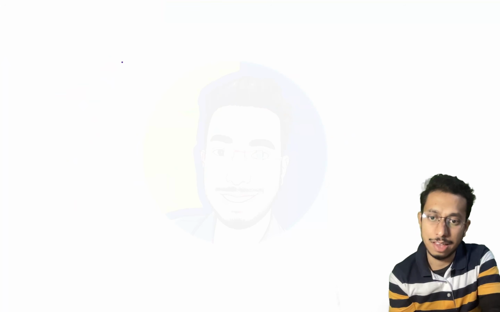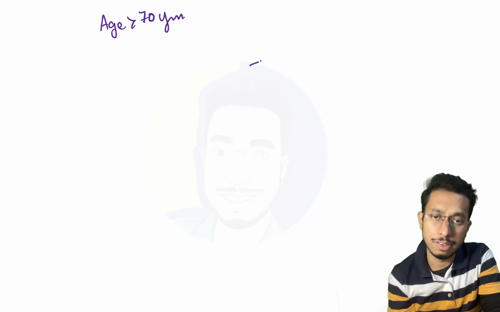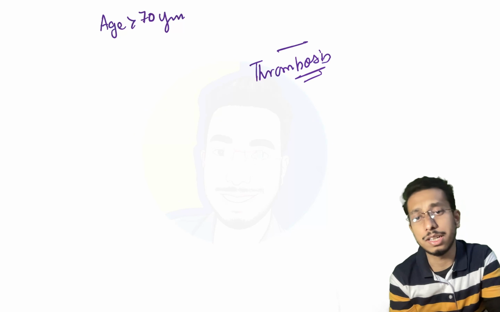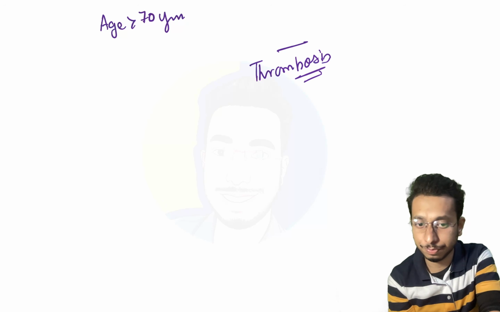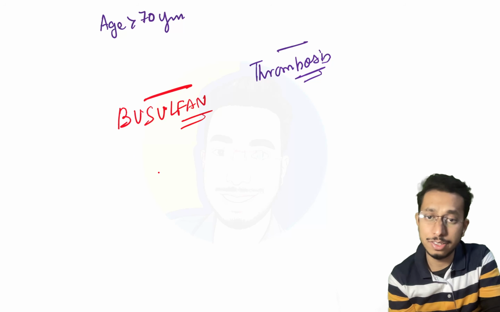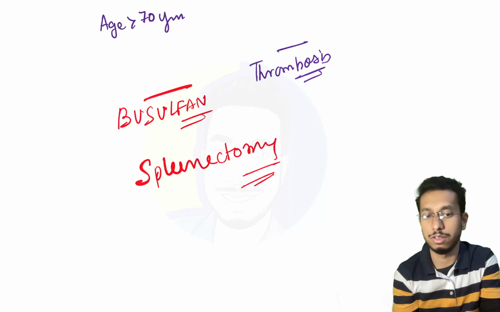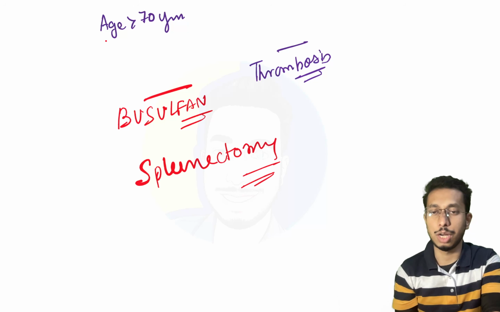Now, if a patient is high risk, for example age more than 70 years, or there is risk of severe thrombosis, or the drugs that we are giving to the patient are contraindicated, in such cases we need to go for busulfan. Okay. And if there is severe painful splenomegaly, splenectomy can also be done. Okay. This is about the treatment part of polycythemia.